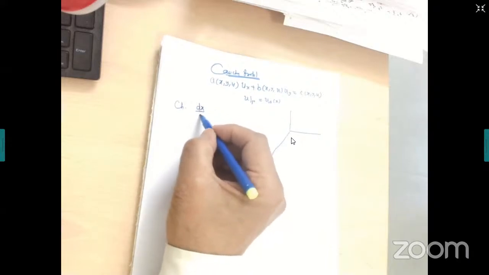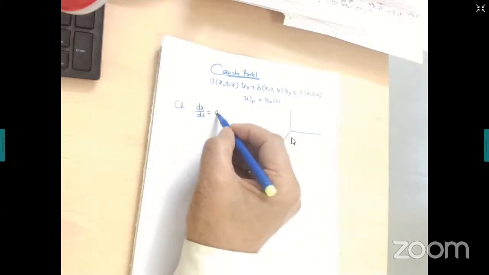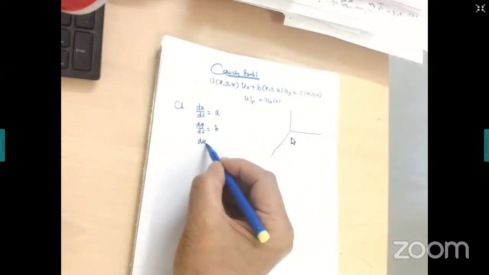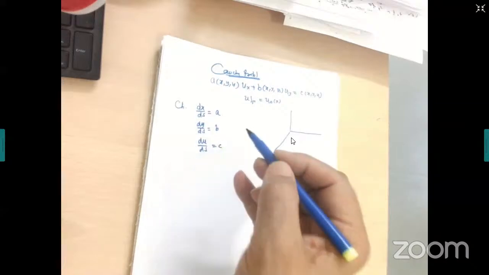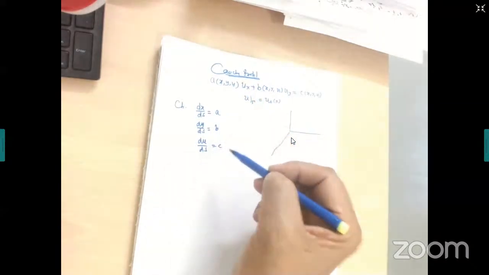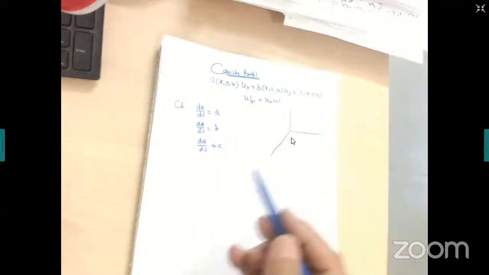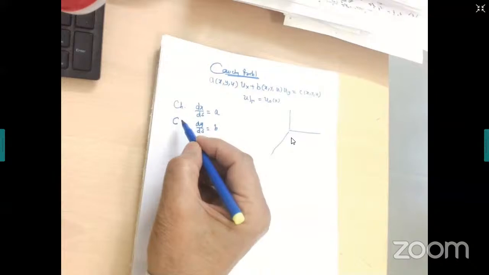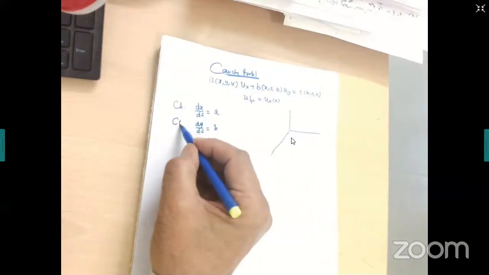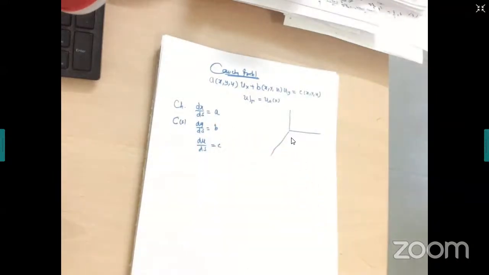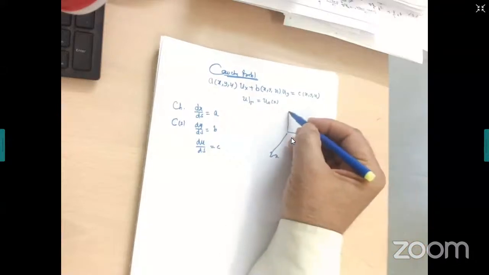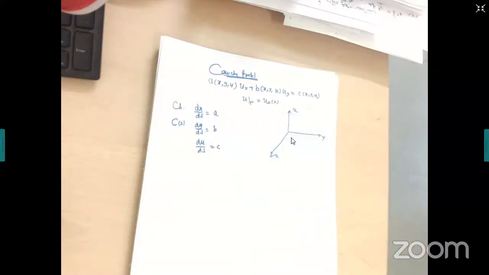The characteristics are dx/ds is A, dy/ds is B, du/ds is C. A, B, C are functions of x, y, u. So I will denote this curve by capital C, which depends on this parameter. This is a parameterization of this curve C. So this is your x-axis, this is your y-axis, and this is your u-axis.